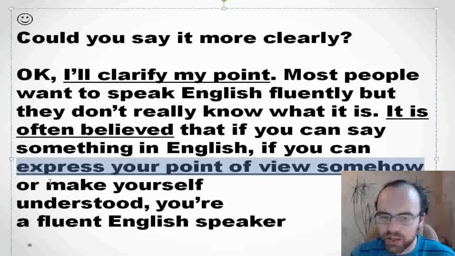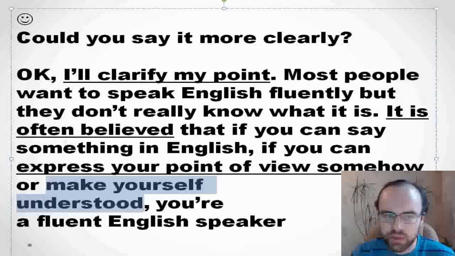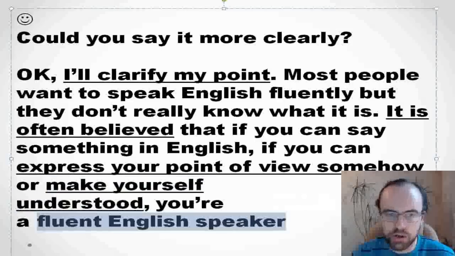Or make yourself understood. It's a good phrase. When you can make yourself understood, it means that other people can understand you. So maybe your English isn't so good, but other people can understand you, and it's good. It's enough for communication, for conversation. You're a fluent English speaker. Okay?